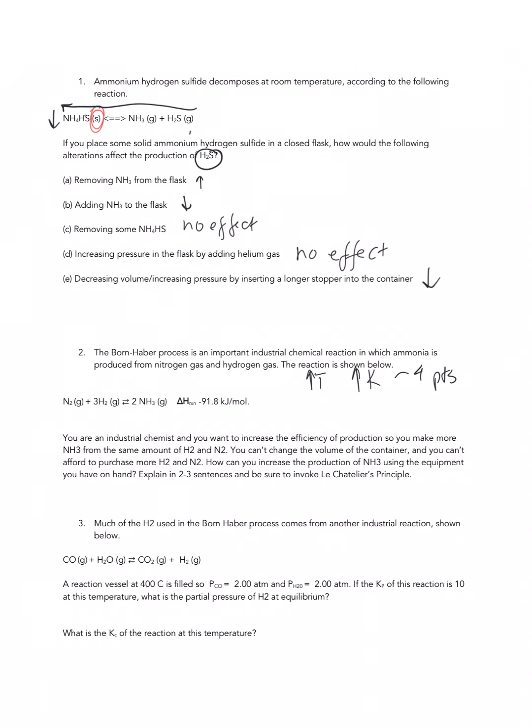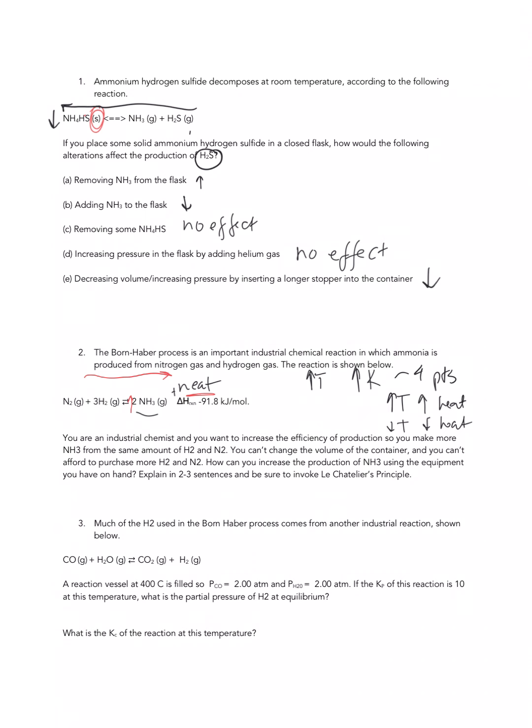So I gave you a negative delta H here. This means the reaction is exothermic, and that means heat is a product of the reaction. If we increase the temperature, we increase our heat. If we decrease our temperature, we decrease the heat. And if we want to increase our NH3 production, we're going to want to manipulate the amount of heat that we have to cause the reaction to shift to the right so we make more NH3.